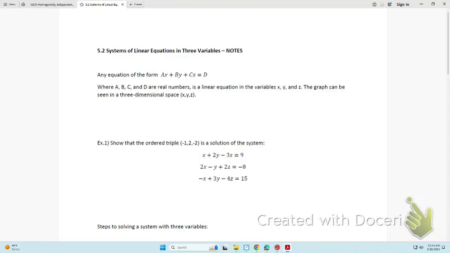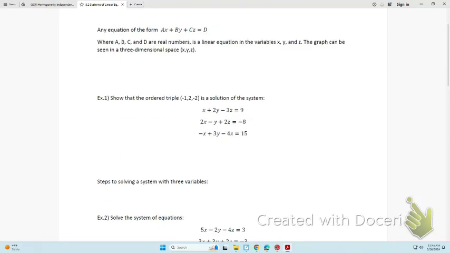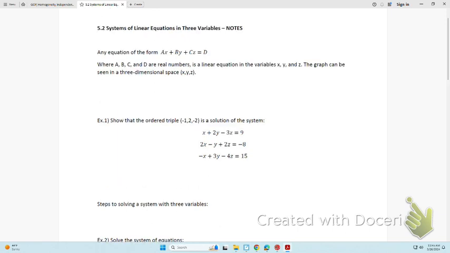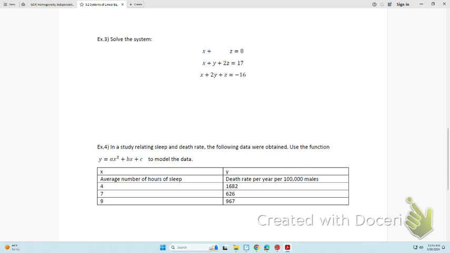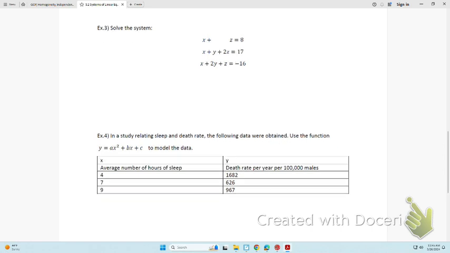In college algebra, we wrapped up 5.2, systems of 3 variables. We did page 1 yesterday. We're going to do page 3 today. I'm going to go a little faster today, and these are a little harder. Number 3 is not as hard as number 2, but number 4 is definitely harder.